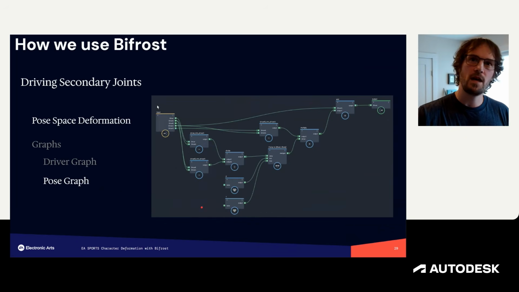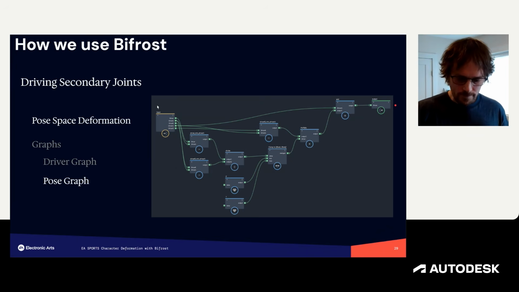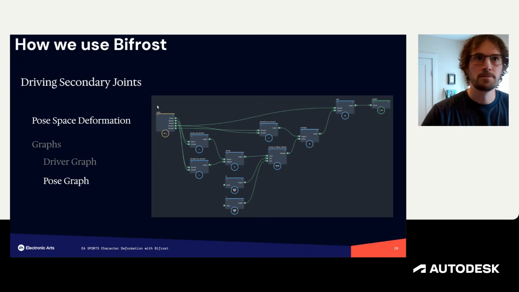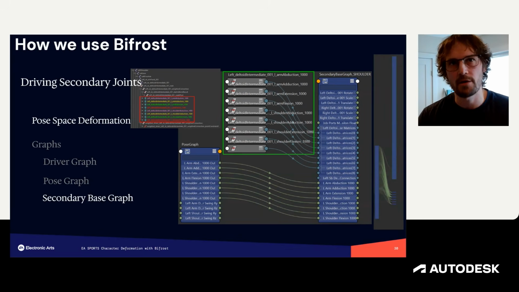And you can see when we jump into that, it's some simple normalization, and then we get our output. So that's kind of what the pose graph is. It's taking all these driver values, and making them more descriptive, user-friendly poses to describe what your skeleton is doing. And then from the pose graph, we go into our secondary base graph.